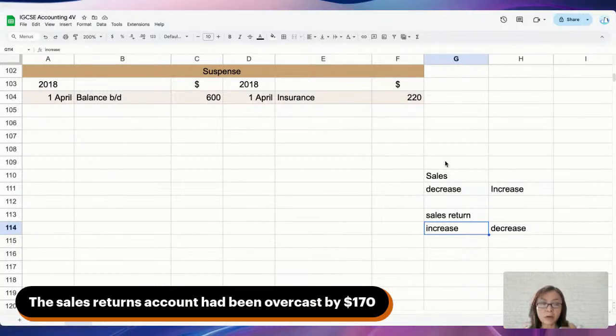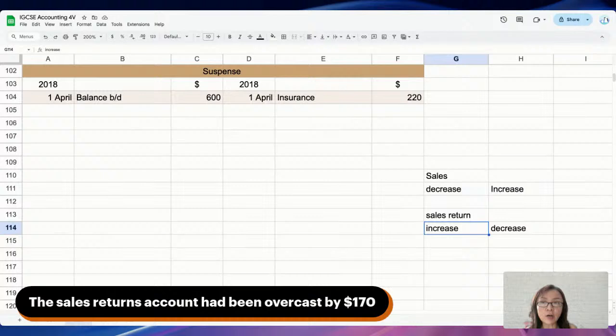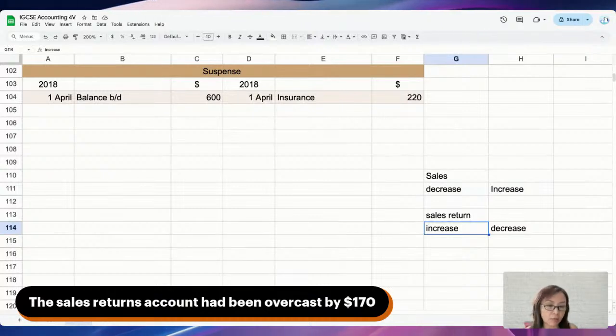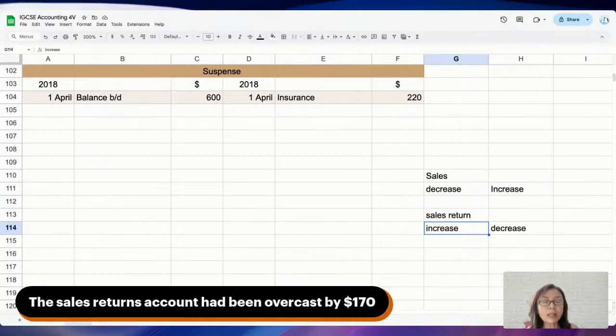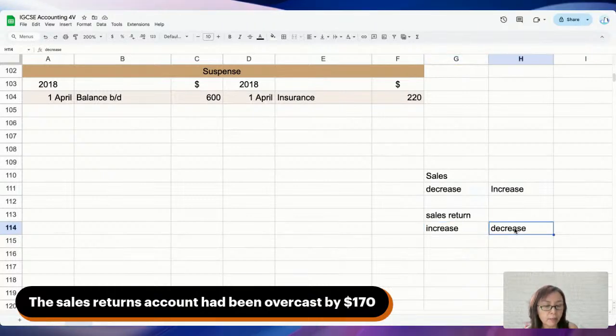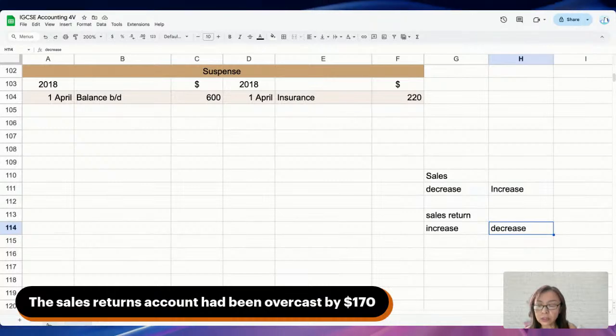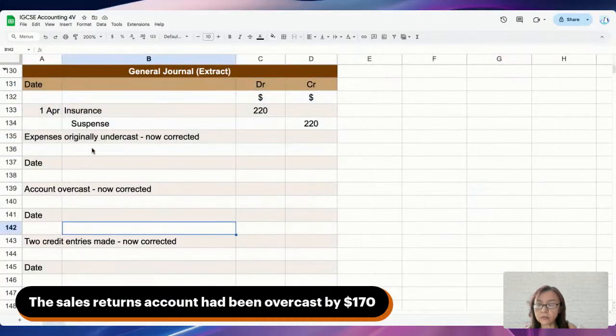Sales return has been overcast. That means overcharged for 170. Sales return overcharged. What we need to do? We need to decrease it. So if we need to decrease it, what we need to do is this one, which is we have to credit it. All right, let's go to the general journal for this case.